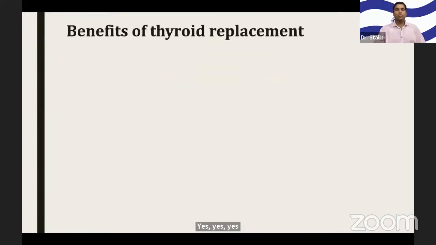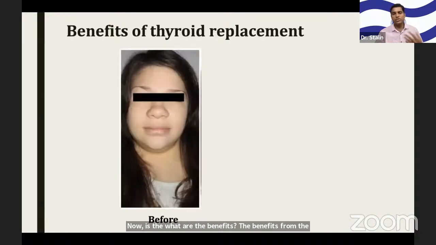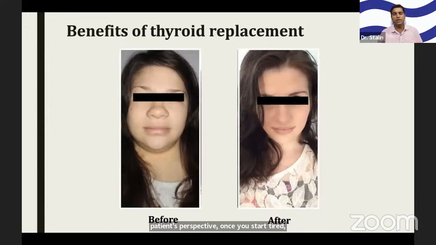No problem. What are the benefits of thyroid replacement? We know that there are going to be issues during the intra-op as well as post-operative period. Now, what are the benefits? The benefits from the patient's perspective, once you start thyroid replacement, there's going to be a good change in the overall presentation of the patient. But this is not of much importance to us.